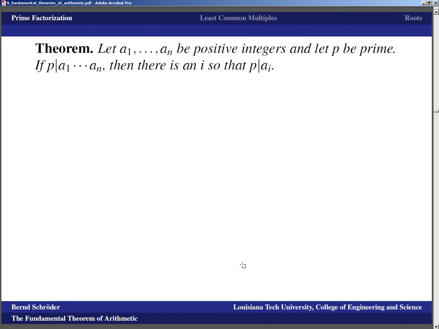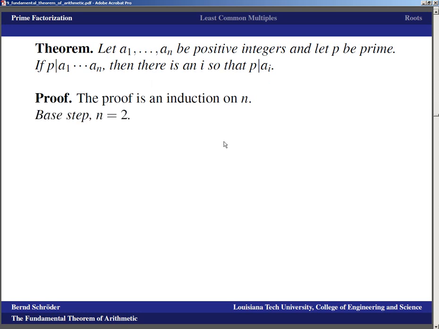So we're now going to prove a generalization of this little lemma, and that is: if you've got n positive integers and p a prime number, if p divides the product of these numbers, then there must be one number a_i so that p divides a_i, so that p divides one of those numbers. The proof is fairly simple because it's an induction on n, on the number of factors.